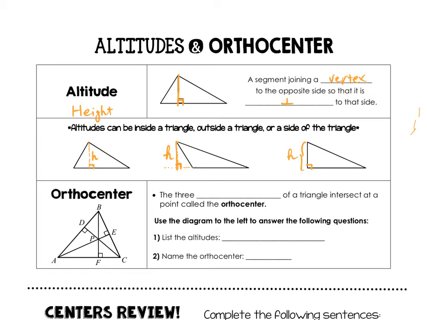Now, it happens that the three altitudes of a triangle intersect at a point called the orthocenter. So in this diagram it is here, and as soon as I see orthocenter, that's what I mark out. I highlight that. So the three altitudes are AE, BF, and CD.